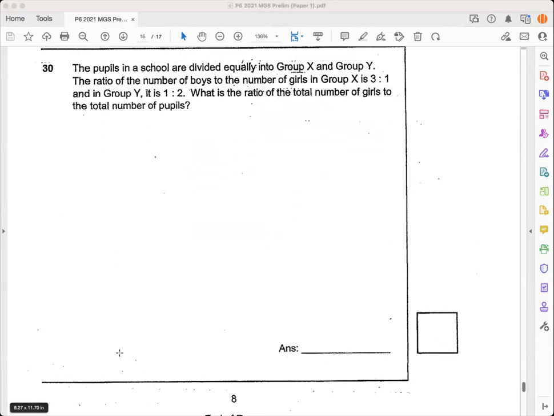Last question. Now, the pupils in the school are divided equally, keyword equally, into groups X and Y. So there's group X and there's group Y. The ratio of the boys to the girls in group X is 3:1. So boys is to girls, 3:1. So this is the ratio of boys to girls in group X. In group Y, the ratio of boys to girls is 1:2.